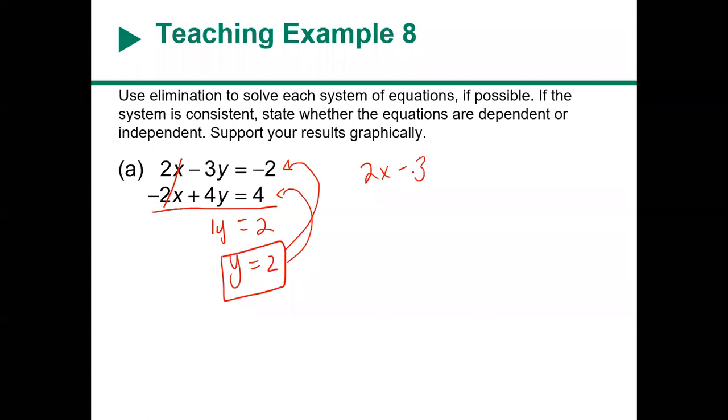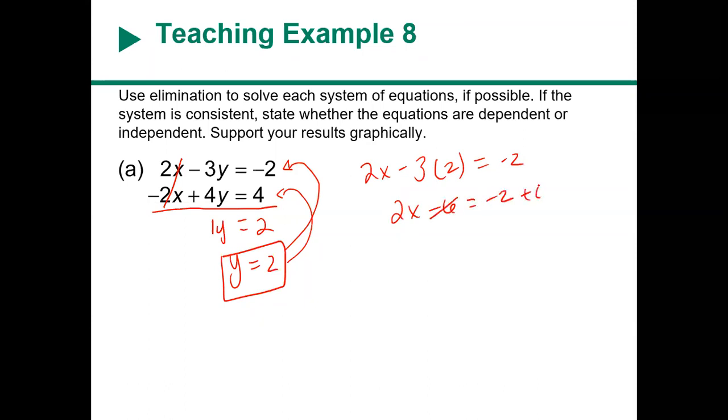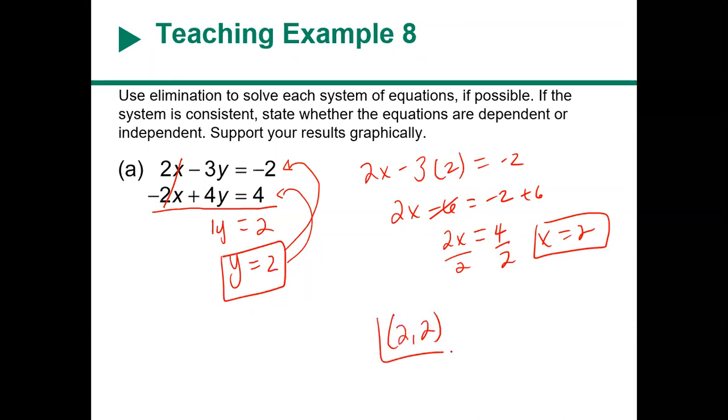So we have 2x minus 3 times 2 equals negative 2. Gives me 2x minus 6, which equals negative 2. I'm going to add 6 to both sides. Gives me 2x equals 4. I'm going to divide by 2, so x equals 2. So when you have your solution for a system, it is written as an ordered pair. So my solution is (2, 2). And that's a basic level elimination because it naturally eliminates itself.